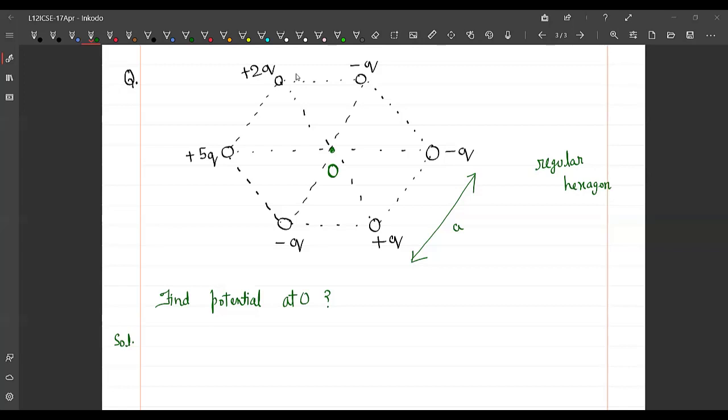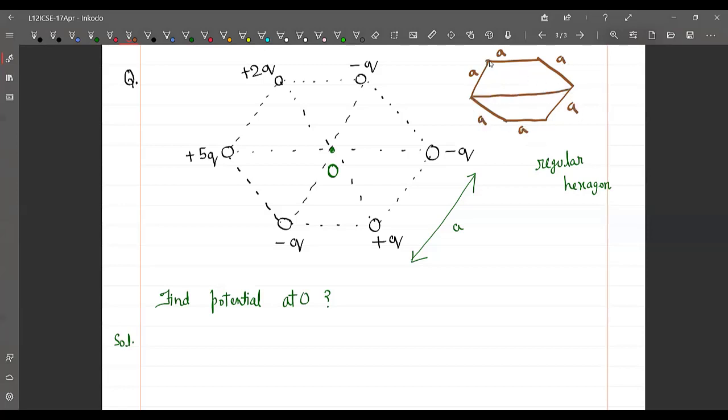Apurav, can you tell me the answer for this? Sir, I'm a bit confused because of angles. I am not able to understand what will be the distance. Okay. See, it's a regular hexagon. Regular hexagon means all the sides are equal, and all the angles are 120 degrees.